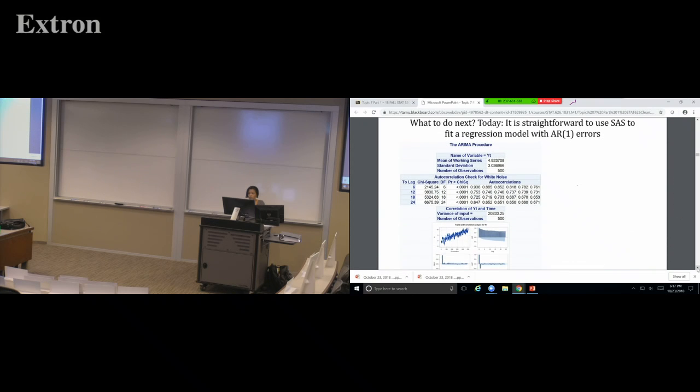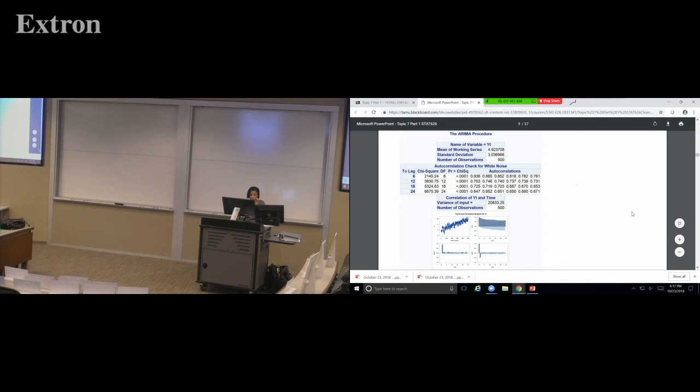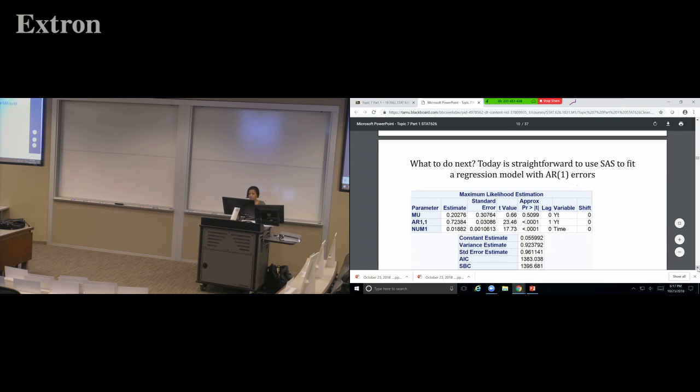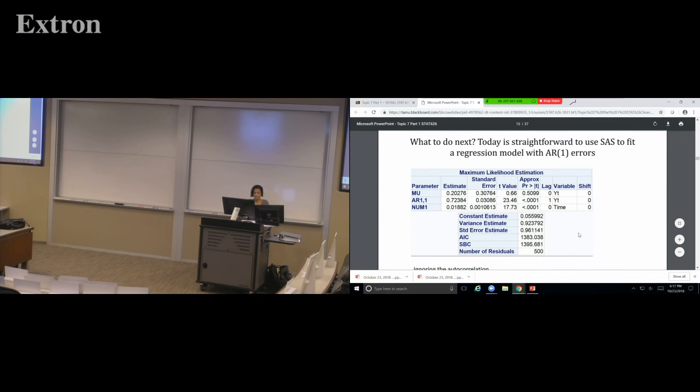We're able to get lots of output. You'll get a cross-correlation option, which provides correlations of your outcome and your x variable. You can obviously see that they're correlated. But what we're typically interested in are estimates.